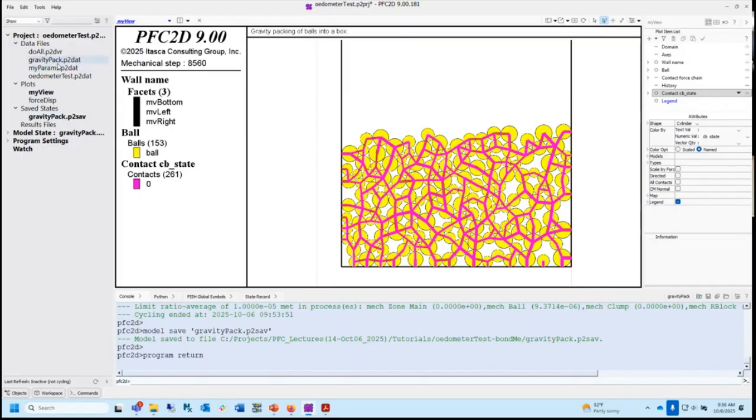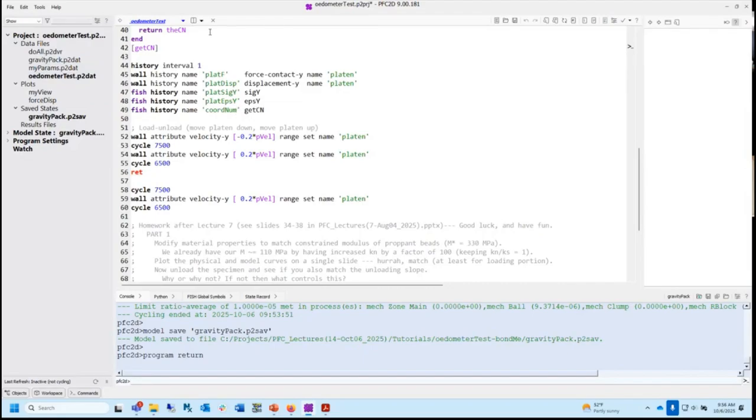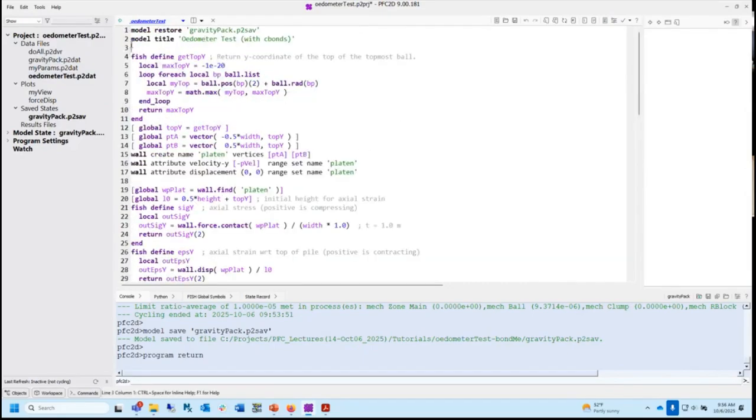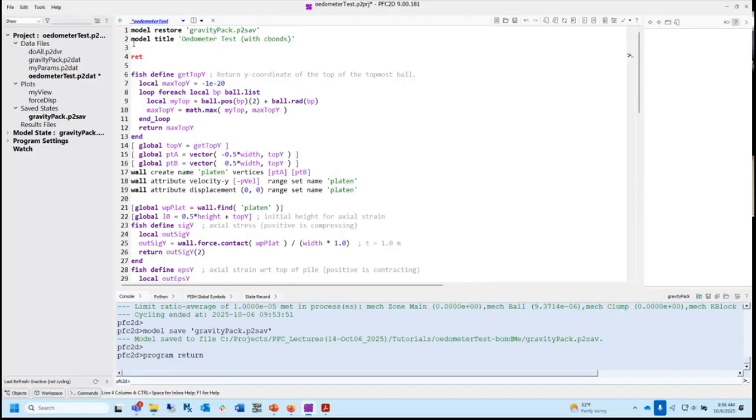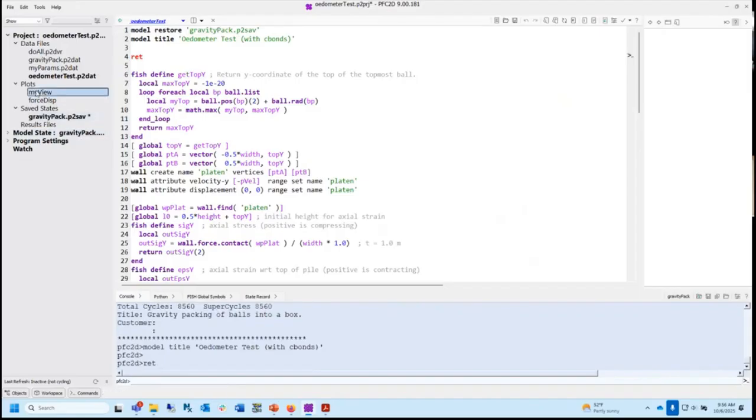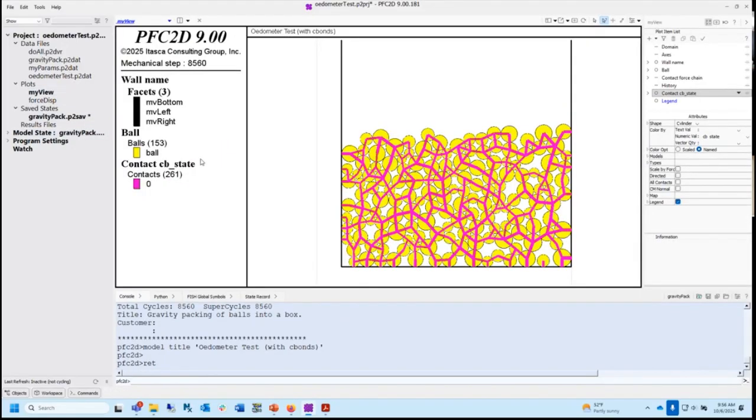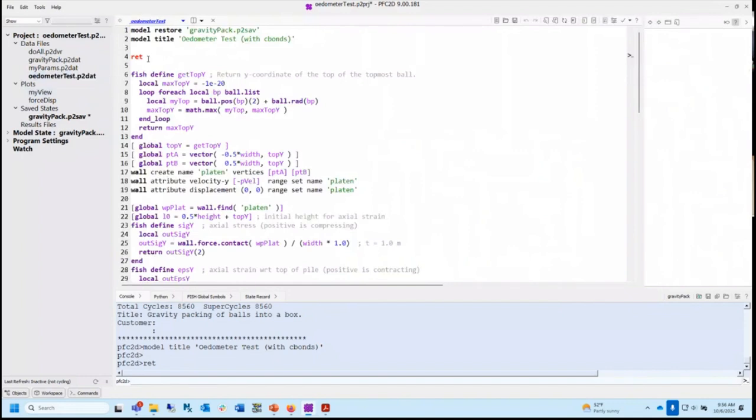Now we want to bond them. So let's go into the odometer test, and at the very beginning, we have to make them bonded. Let's run it, restore, just to make sure this is working. Boom. There they are, not bonded. Now we need a way to bond them.